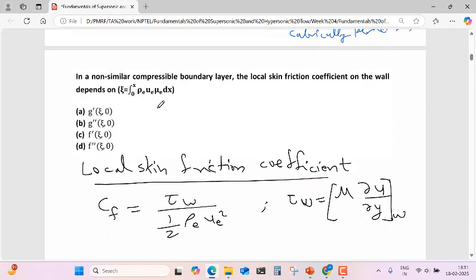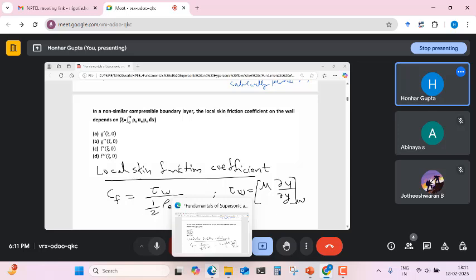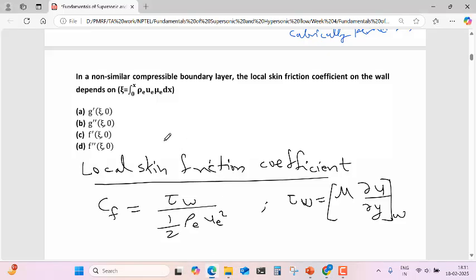We'll see another problem. In a non-similar compressible boundary layer, the local skin friction coefficient on the wall depends on, where epsilon equal to integration 0 to x rho e ue dx, which option? Option A, G dash (xi, 0); G double dash (xi, 0); F dash (xi, 0); F double dash (xi, 0). So what will be the answer? Anybody knows?